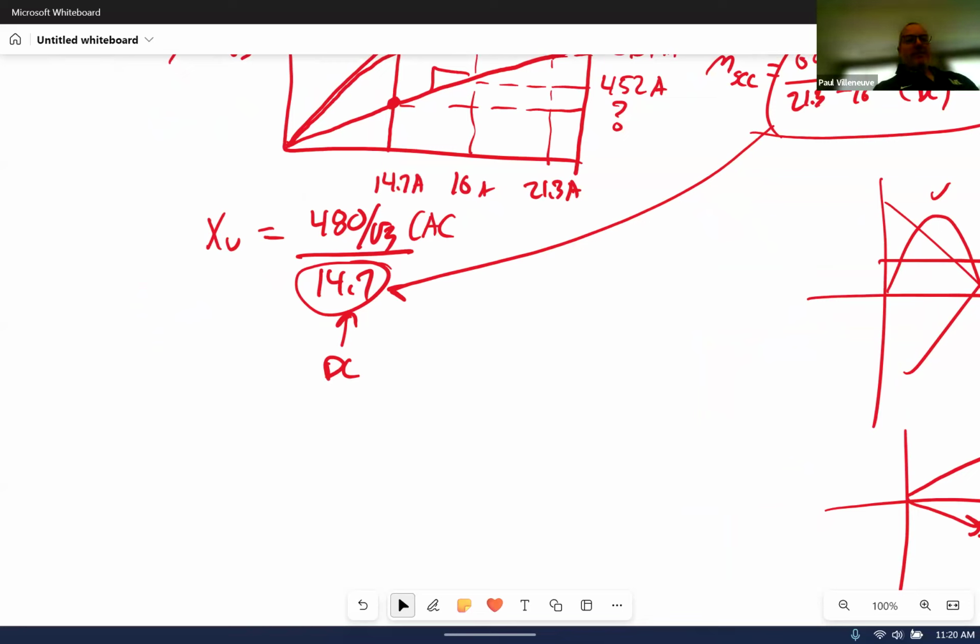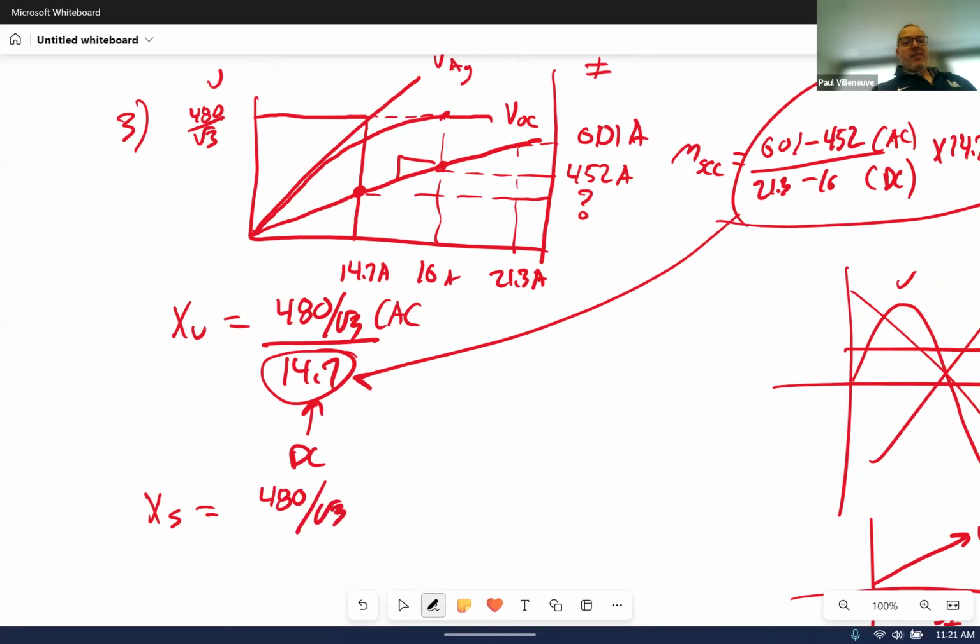For B, which is the saturated reactance, I know what this current is here. I've got that value. And I've got this value. So my saturated value was going to be equal to 480 over the square root of 3 divided by my current there, which is 452.